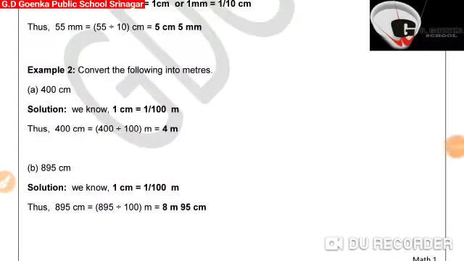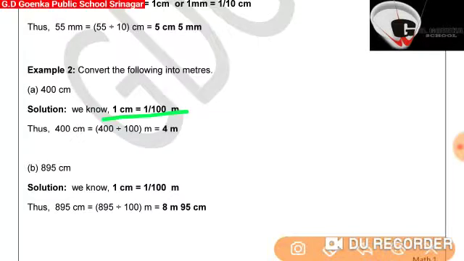Now let us take the second example, in which we will convert centimeter into meters. We know that 1 centimeter is equal to 1 by 100th of a meter. Therefore, whenever we convert centimeter into meter, we'll divide that number by 100. Let us take an example. 400 centimeter has to be converted into meter. So we'll divide 400 by 100. Therefore, 400 centimeter will be equal to 4 meter.